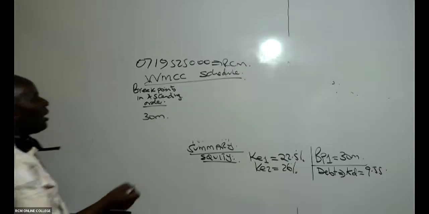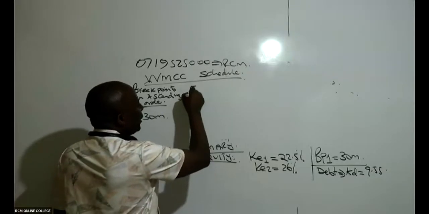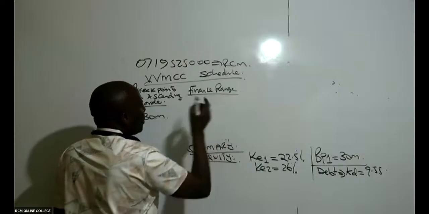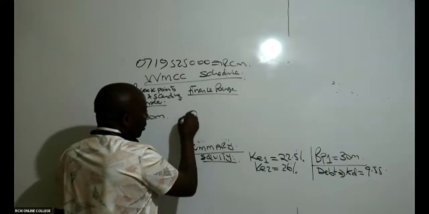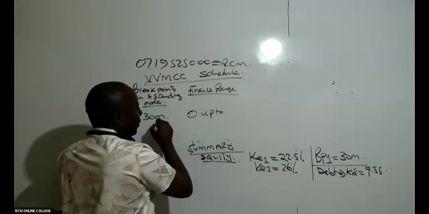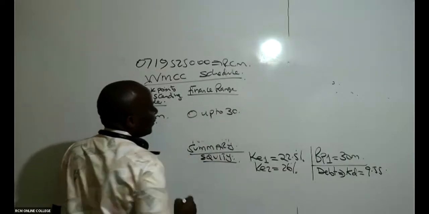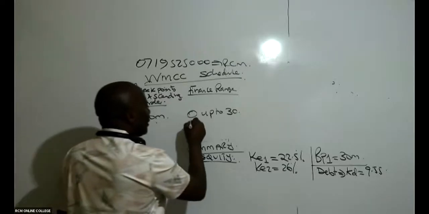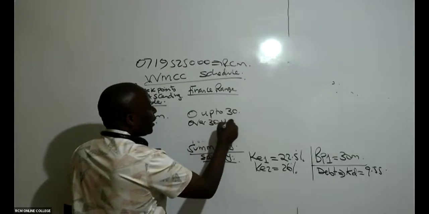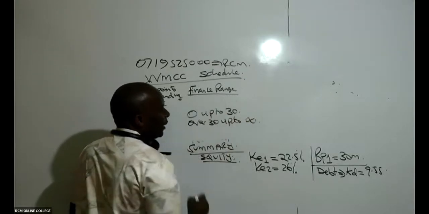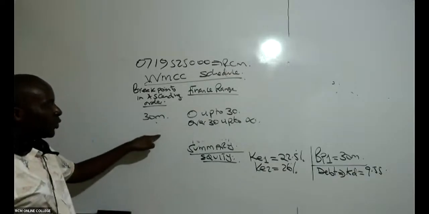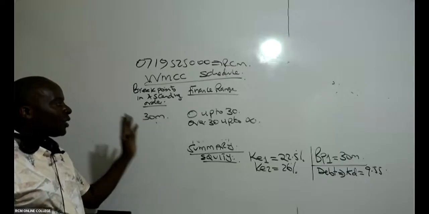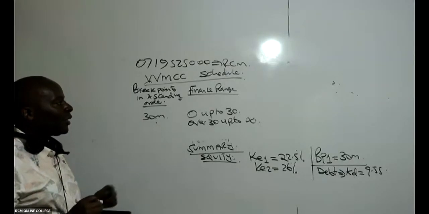So from there, come and give us the finance range. So the finance range, you have to be very careful. You talk of 0 up to the figure we have here, 30. 0 up to 30. And then you say over 30. Remember, your finance range must go to infinity. So many guys forget the second class. The first one is 0 up to 30. The second one now is above 30 up to infinity, like that.